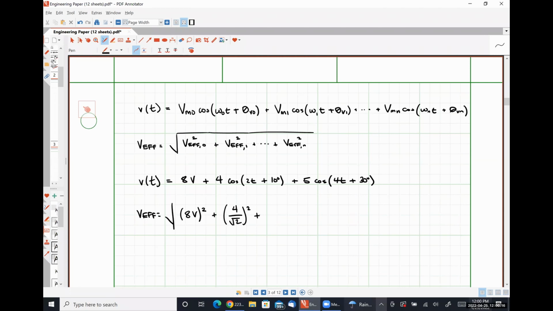What's the effective value of 5 cosine 4t plus 30 degrees? 5 over square root of 2. So the effective value would then be calculated just by performing this mathematical operation. It may not be obvious, but a DC term does satisfy our constraints of adding together the sum of sinusoids, because a DC term can be thought of as oscillating at an angular frequency of 0 radians per second.